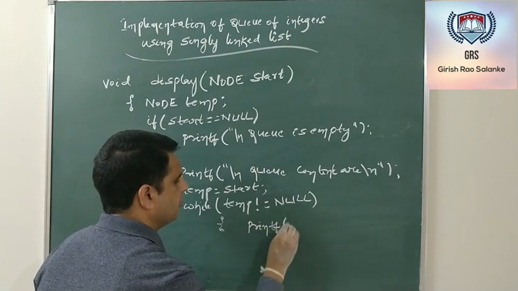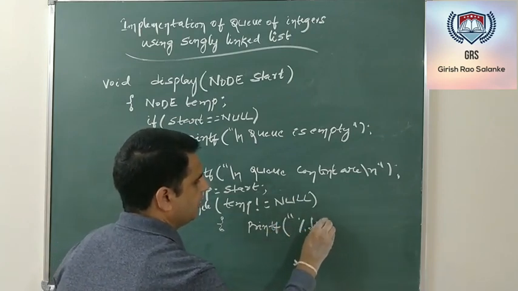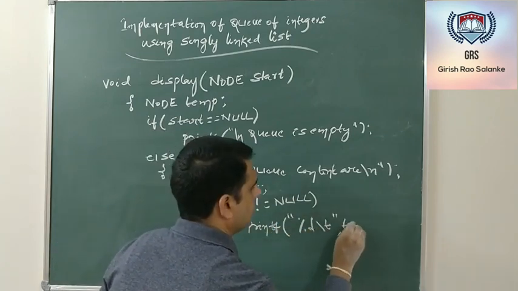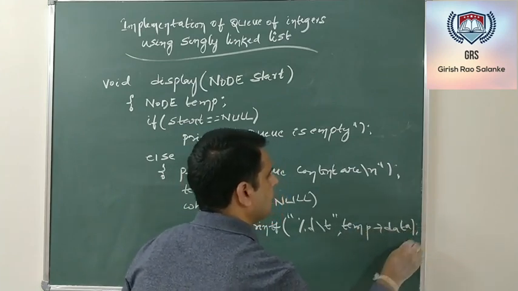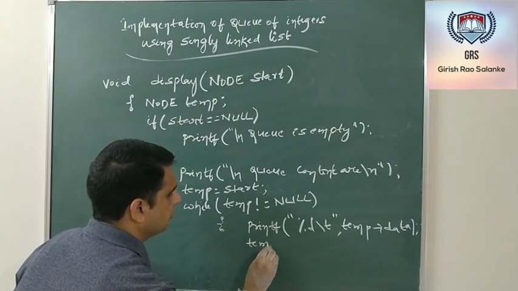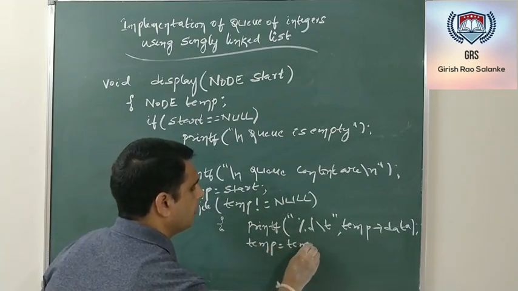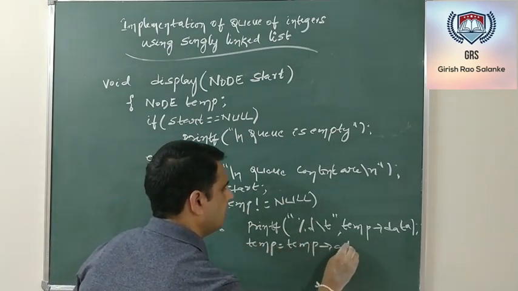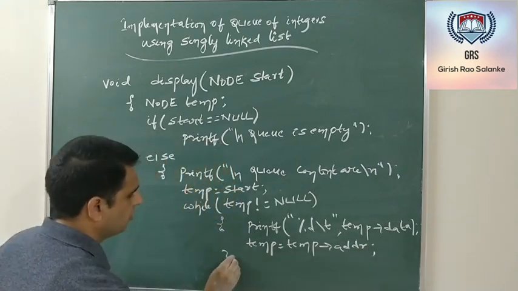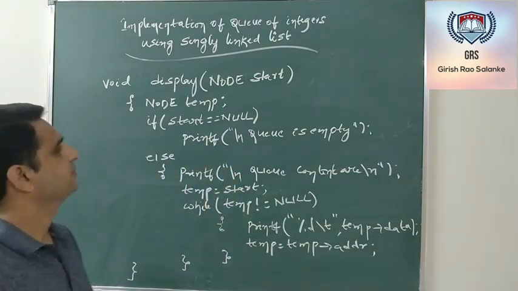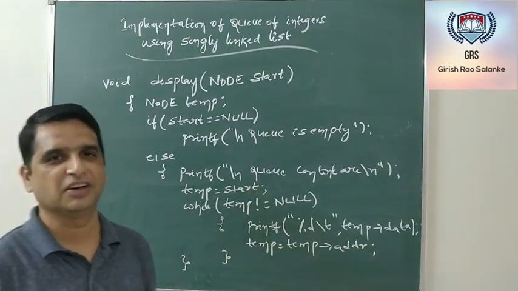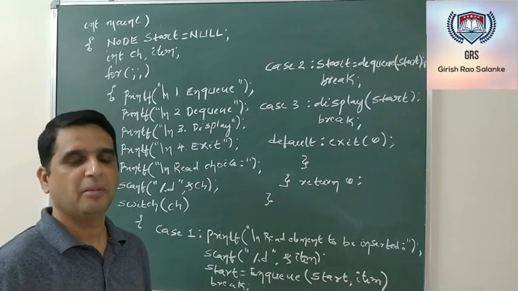printf %d, tab space, temp of data. Temp is equal to temp of address. Close your while, close your else, and close your function. This should be fine. This is about the display function. Coming to the main function.